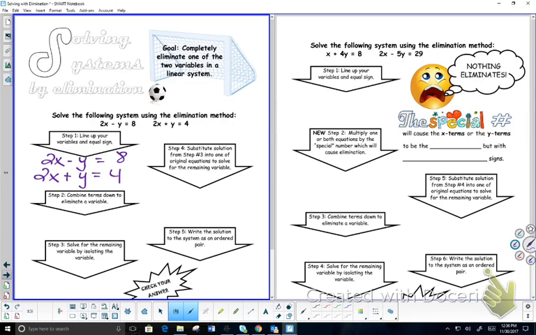Yours should look like mine. Your equal sign will be lined up. It all looks real pretty. Neatly done.